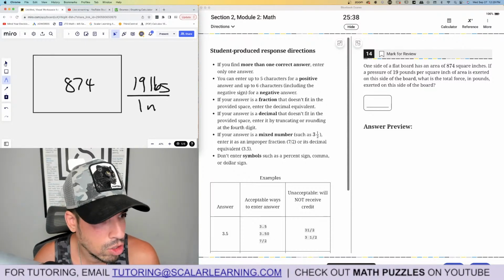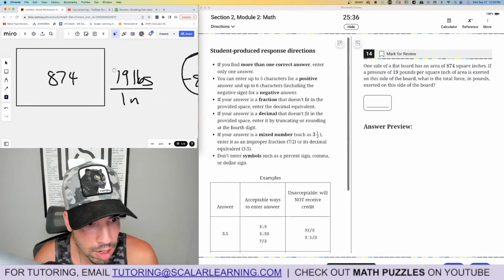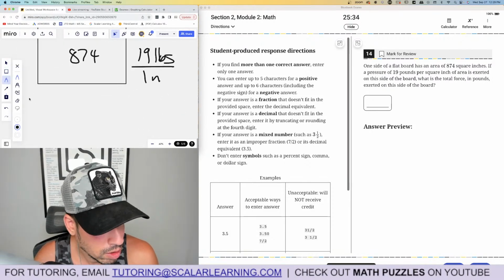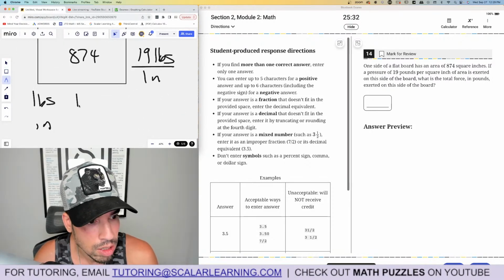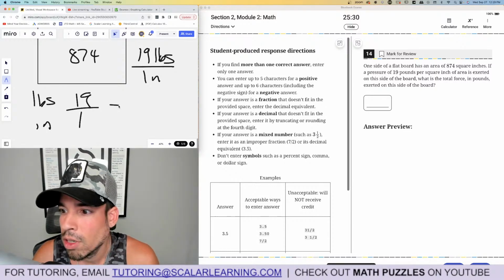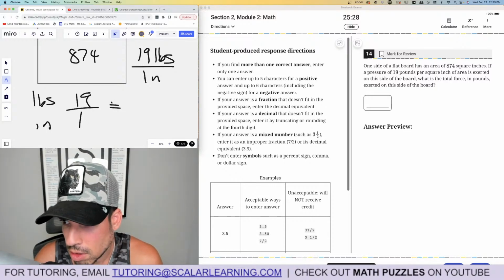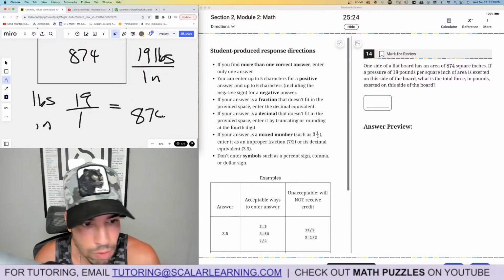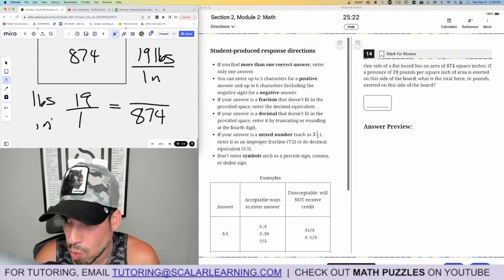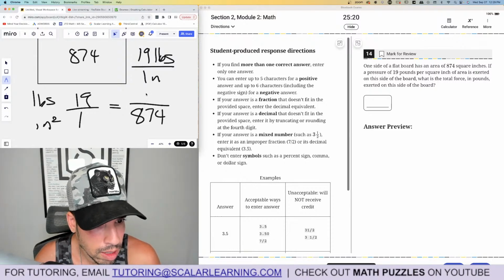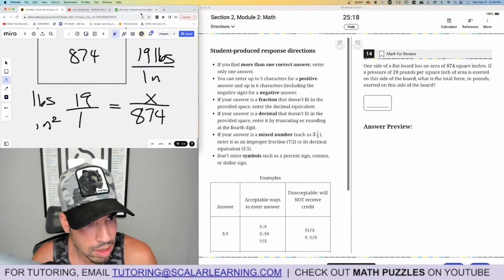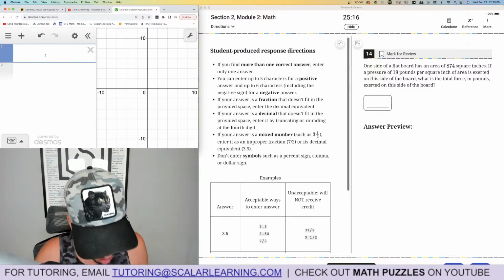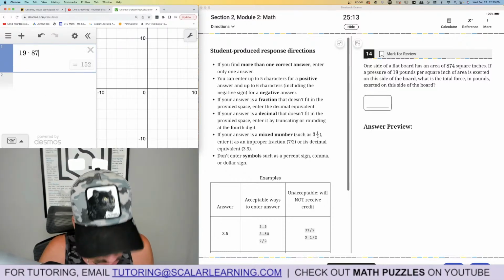Oh, yeah. This is just a proportions question. We need, down here, pounds, inches, 19 pounds per square inch. And what is the total force exerted on the side of the board? So then it's 874 square inches. By the way, this is inches squared. And x. Okay, so it's basically just 19 times 874.